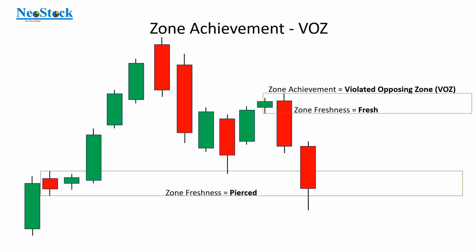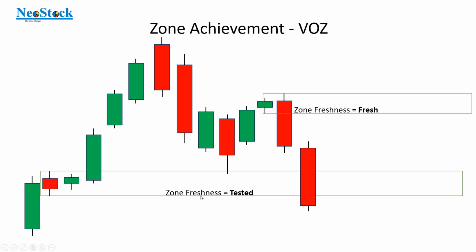Let me show you one more example. In this example, what happened? Is it pierced or violated? Pierced means the candle should be closed inside the zone. Either inside, or it can even go up and close above this demand zone. That is also possible, but price should not close below the demand zone. That is called pierced. But now what happened? Price closed below the demand zone. That means this demand zone is not pierced.